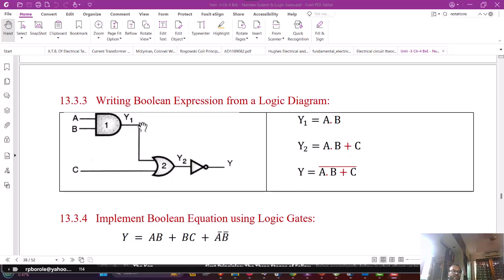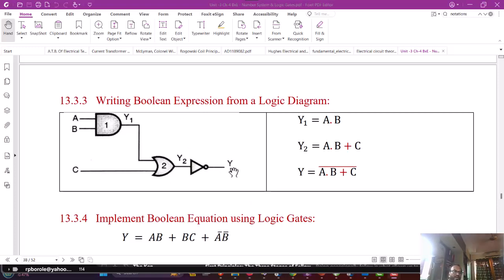So let us suppose this is the circuit given. There is an AND gate having two inputs A and B, and there is a third input that is ORed with the intermediate output. The intermediate output, if not marked, you have to mark it as say y1. Then the intermediate output of gate 2 is marked as y2, and then the final output of the inverter is marked as y. From this diagram, you have to write the expression for final output.